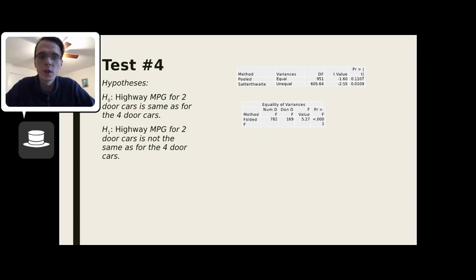In this t-test, we can see that our p-value is significantly less than our alpha. Therefore, we can conclude that there is a difference in the means for the cars with different number of doors on their fuel efficiency.